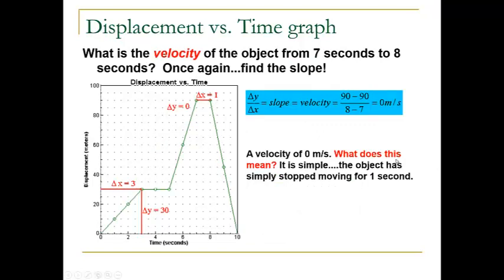You could also find the velocity from 7 to 8 seconds. If you do 7 to 8 seconds, again, look at your rise. There isn't one. You're not going anywhere. So your velocity is 0 meters per second. That just means that the object has literally stopped. You haven't got anywhere. Your car's on its brakes. You're just not moving.